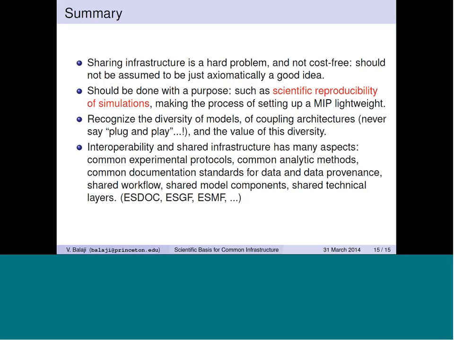And interoperability and shared infrastructure has many, many aspects. So it includes common experimental protocols, analytic methods, documentation standards for data and data provenance. We can share workflow, we can share model components, which we call superstructure, and we can share technical layers, which we call infrastructure. So all of these are important, but I'd like to stop here and take questions.